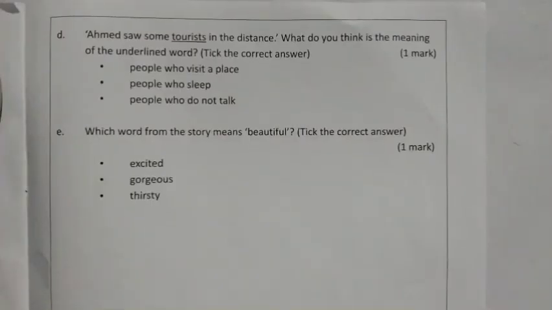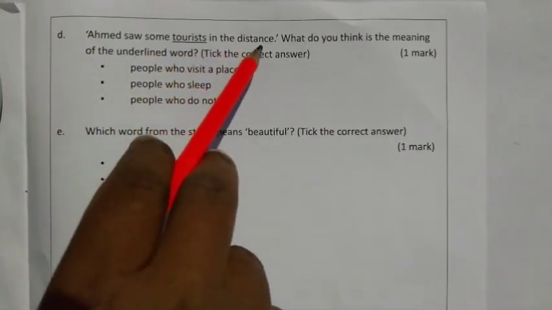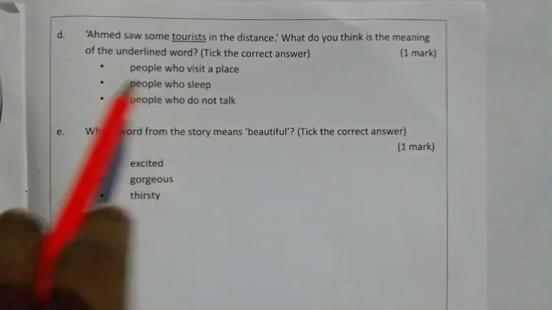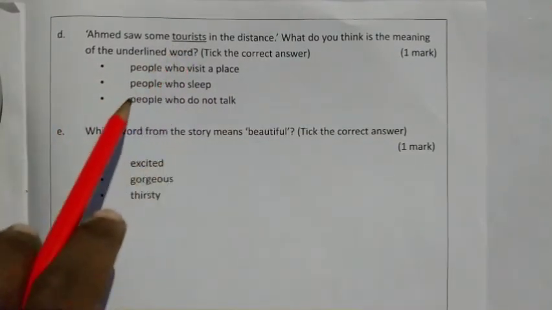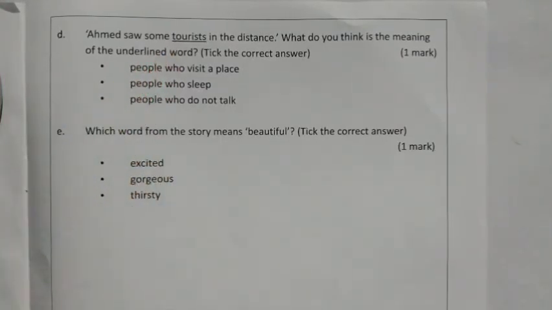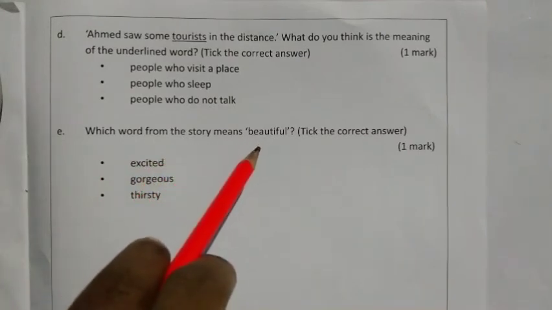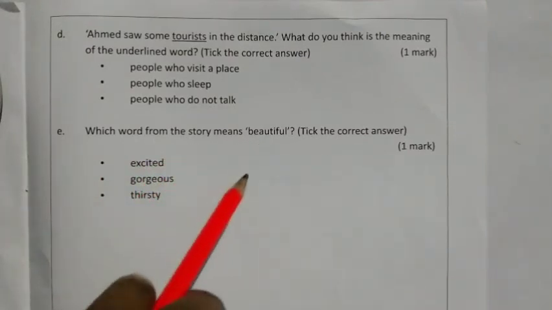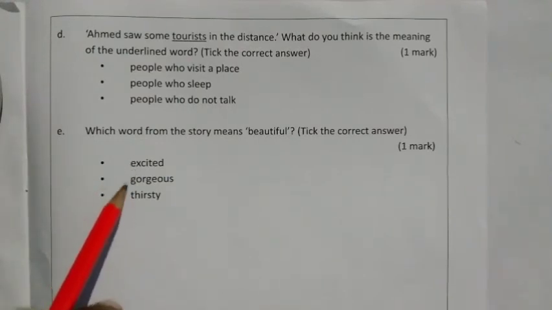Look at the next question. D. Ahmed saw some tourists in the distance. What do you think is the meaning of the underlined word? You just find the meaning of the underlined word from these options given and then tick the correct option. Which word from the story means beautiful? Tick the correct answer. You just choose the correct answer from these three options and then tick the correct answer.